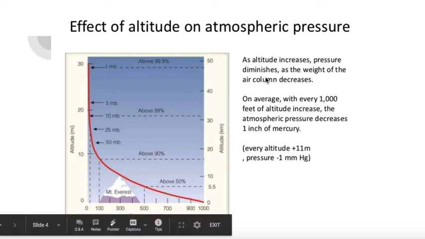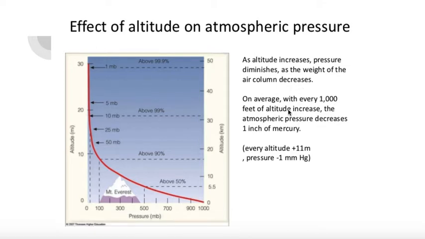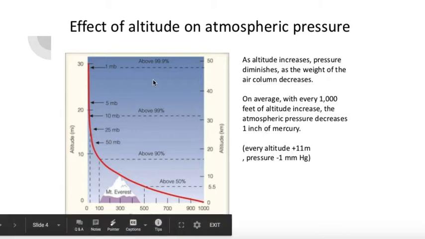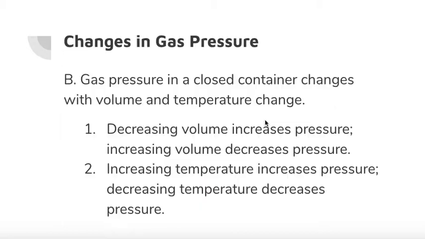As altitude increases, pressure diminishes as the weight of the air column decreases. On average, with every 1,000 feet of altitude increase, the atmospheric pressure decreases by 1 inch of mercury, so one of those units every 1,000 feet up. If you go up in an airplane, you're flying anywhere between 30 and 40,000 feet, so that's quite a bit of pressure that's changing, hence why you feel that pop in your ears.